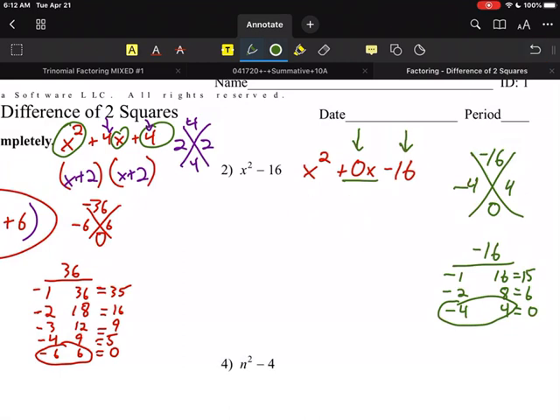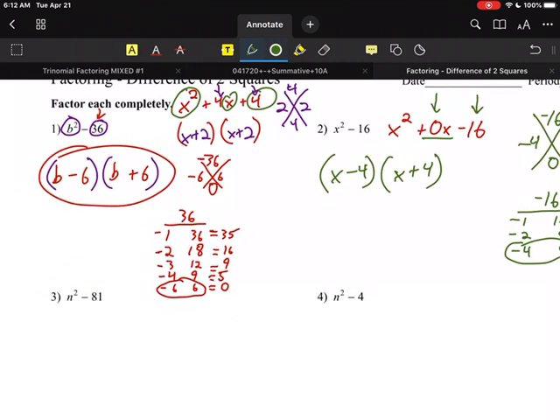Okay, so I'm going to make my parentheses. I have an x, right? And then I have negative 4, positive 4, okay? If you can see the pattern, all these problems have the same number, okay, for each term. You just have to figure out what the number is, okay?